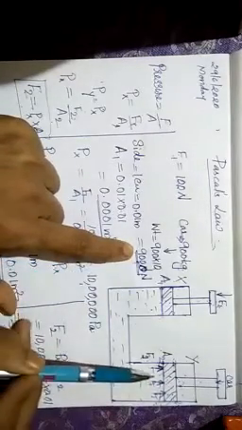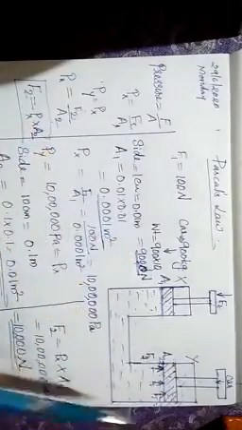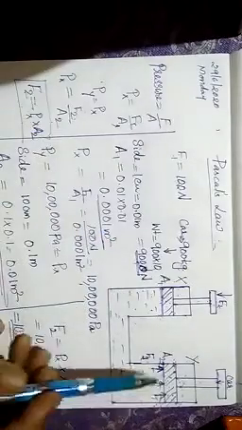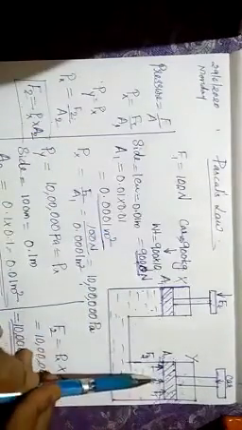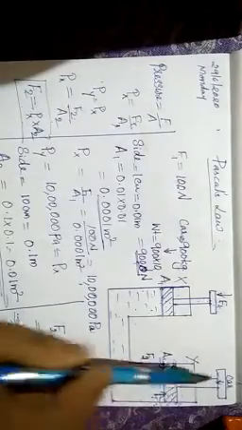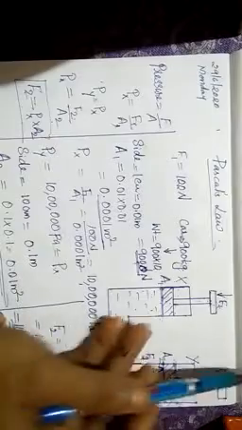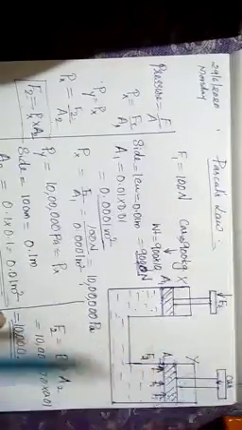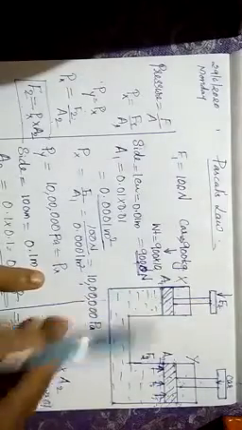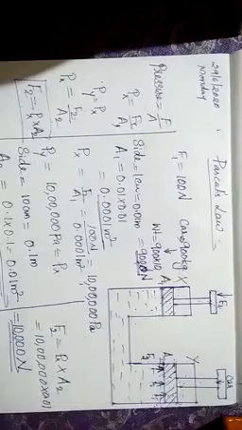So this piston will move in the upward direction, because when two unbalanced forces act on an object, the object will move in the direction of the greater force. So the piston will move in the direction of the upward force, that is in the upward direction. So this is how a smaller force can lift heavy objects by a hydraulic jack.